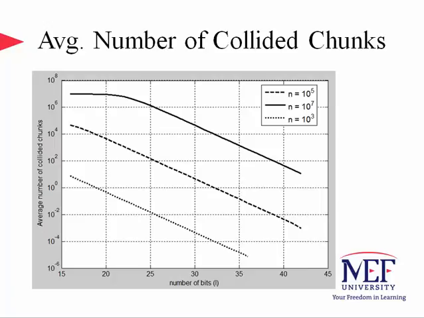Here is a plot showing the average number of collided chunks as a function of the number of bits L used to represent indexes. We have drawn it for different numbers of unique chunks. For a given number of bits L, as the number of unique chunks increases, the average number of collided chunks also increases, which is an expected result.